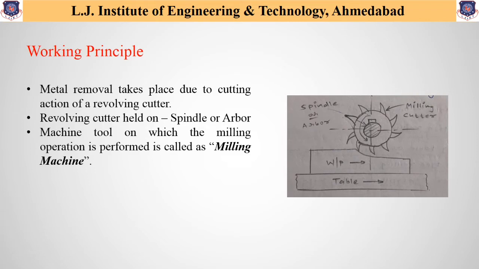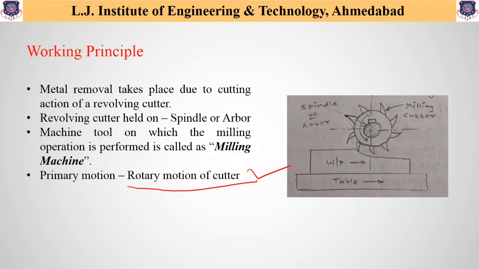If we discuss the primary and secondary motion in a milling machine, which we have discussed in chapter 1 also, that is the basic machine tools and primary cutting details. Here the primary cutting motion is the primary rotary motion of the cutter, because without the rotation of the cutter there are no chances of cutting on the workpiece. So rotary motion of the cutter, this is the primary motion.